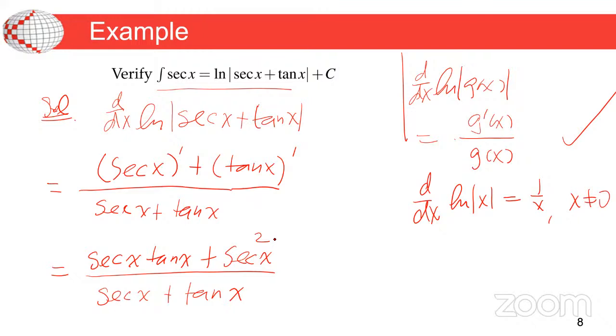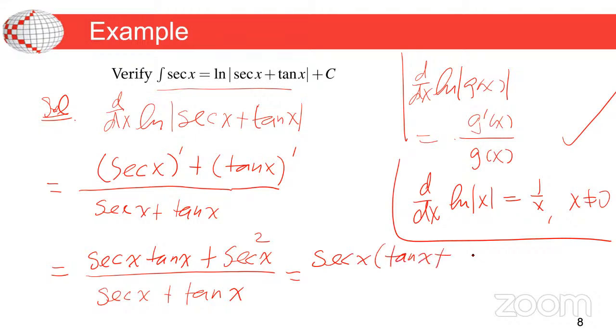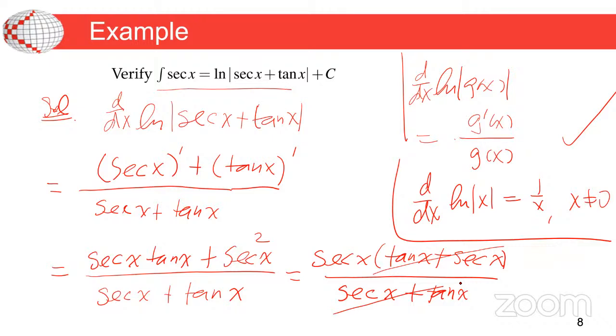So secant is a common factor. Let's simplify by taking it out. So we get secant x, and then what's inside is tangent x plus secant x. Did you see something really interesting and helpful here? After secant is taken out, the inside is tangent plus secant, which is exactly the denominator, right? Okay. So you can see the answer is secant x, the derivative of this function. So we have verified the truth of this formula.